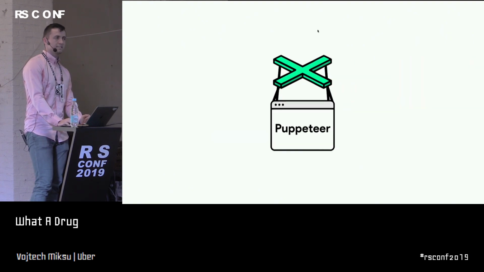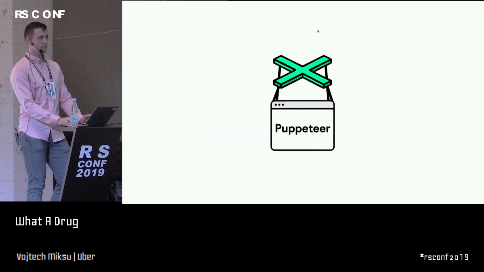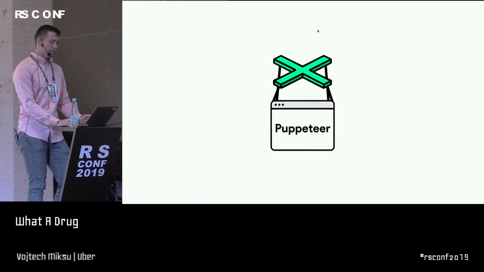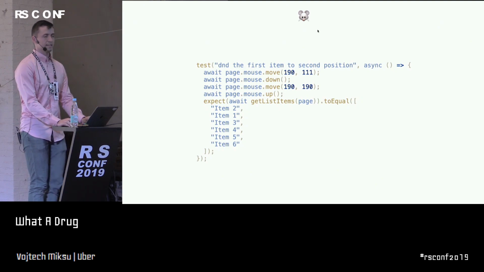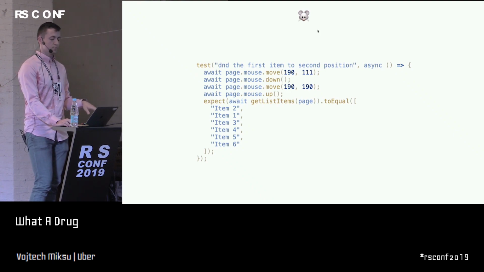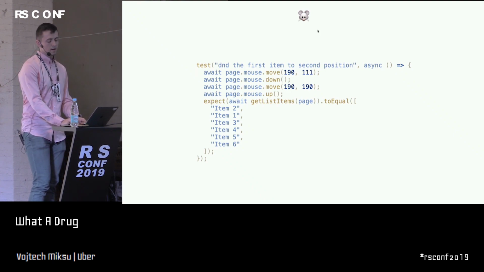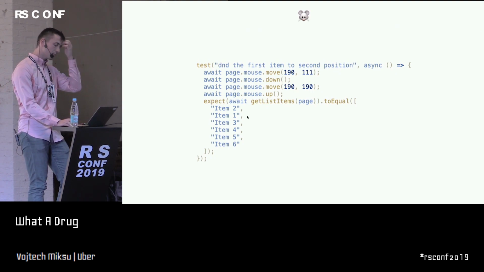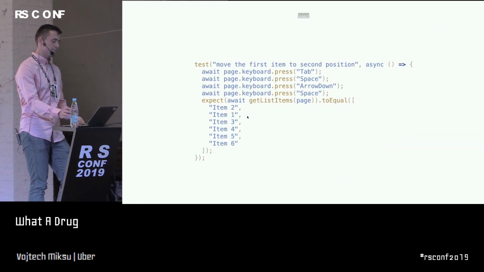And for end-to-end tests, there is this great library called Puppeteer that lets you control your Chrome browser. And as you can see, the test for drag and drop can get very, very simple and descriptive. In this case, for the mouse, we are pressing the mouse, moving the mouse, releasing the mouse, and then we are checking the order of items. So this is a nice descriptive test you can get. And the same thing can be done for the keyboard. You are just pressing different keys.